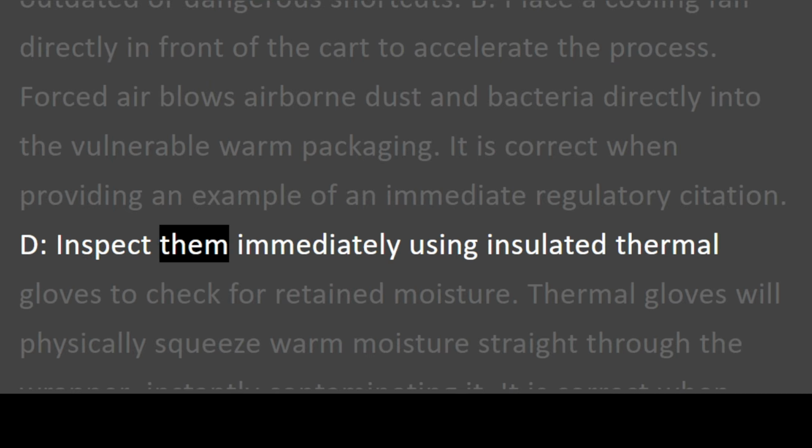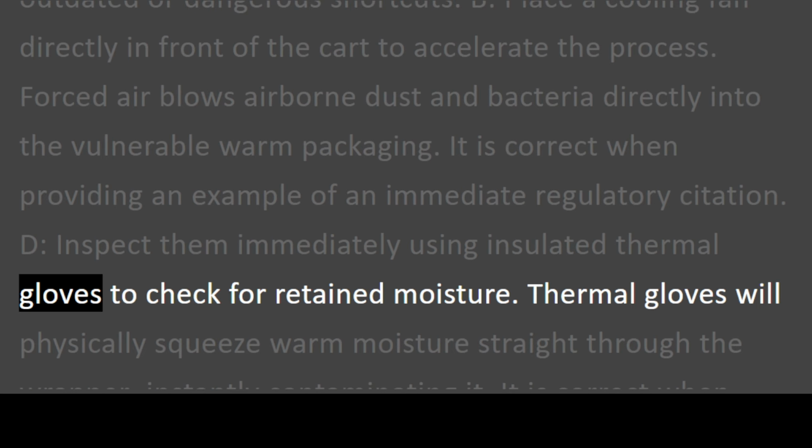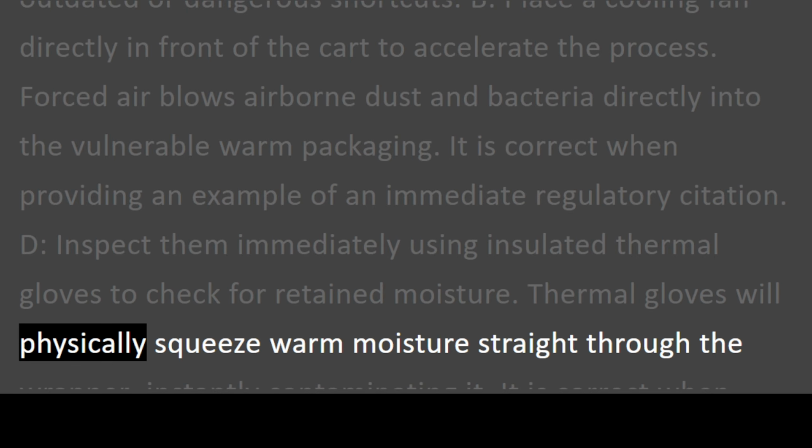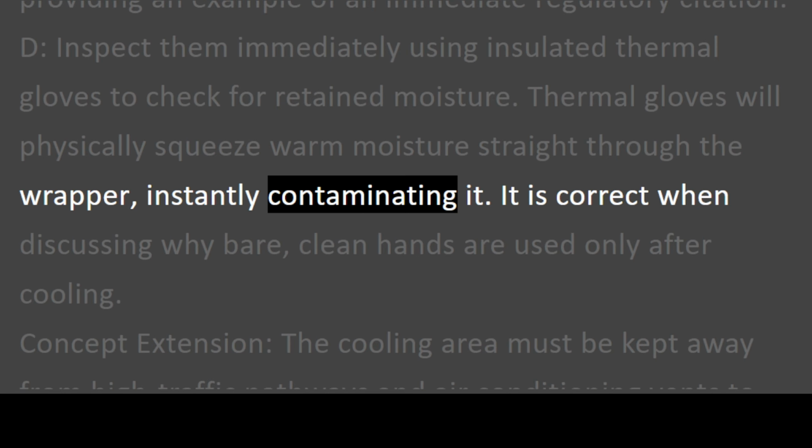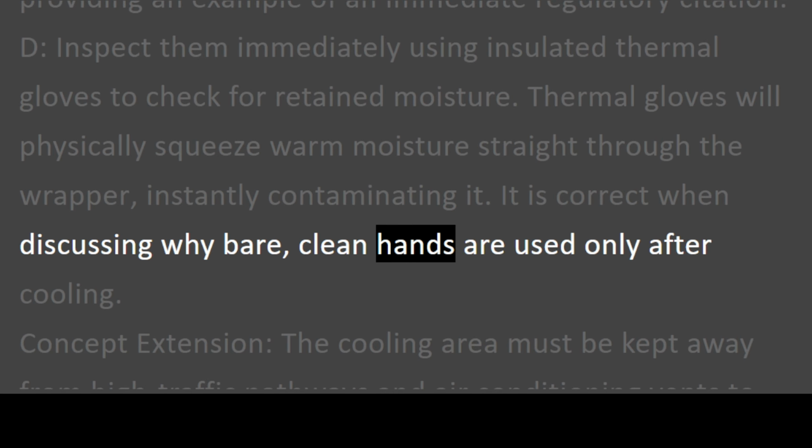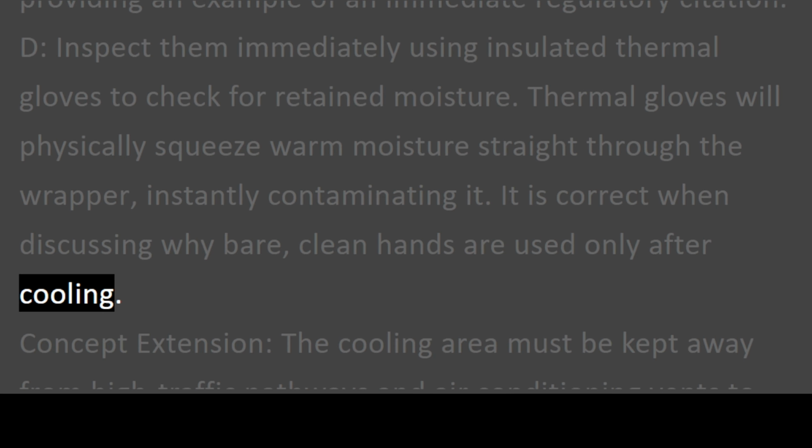D. Inspect them immediately using insulated thermal gloves to check for retained moisture. Thermal gloves will physically squeeze warm moisture straight through the wrapper, instantly contaminating it. It is correct when discussing why bare, clean hands are used only after cooling.